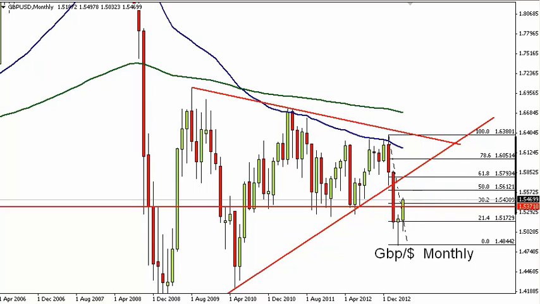So this is a very basic chart. I've simply got on here my candlesticks, a 255 EMA, and I've got trend lines and fibs.